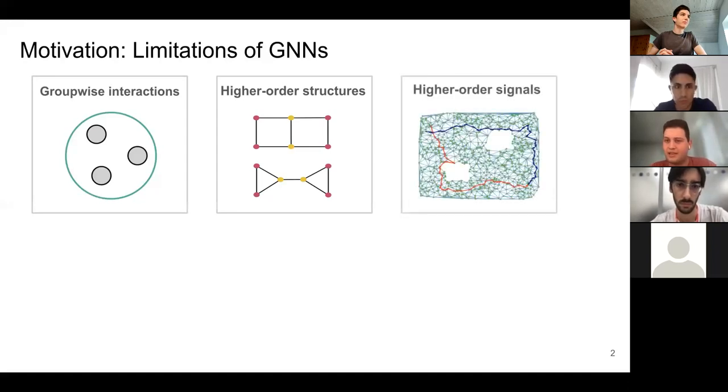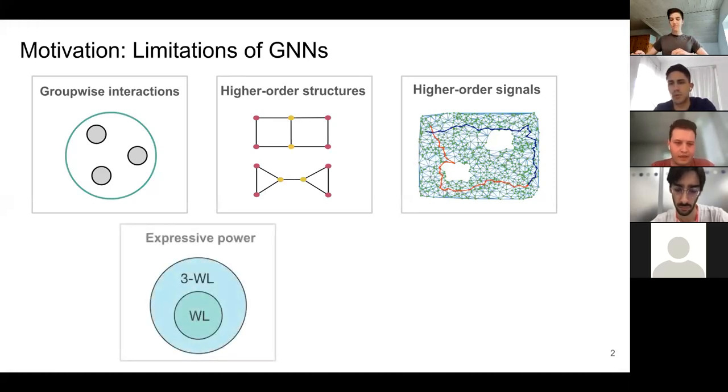Another problem is high order signals. Again, this is related to the previous two problems, but if you have some sort of high order objects, these might also have some features. So how do you process those? A classic example here is edge signals. Edges are often treated as a byproduct in graph neural networks. They're there just to link nodes, but what happens if you have features only on the edges? What should you do with them, and so on?